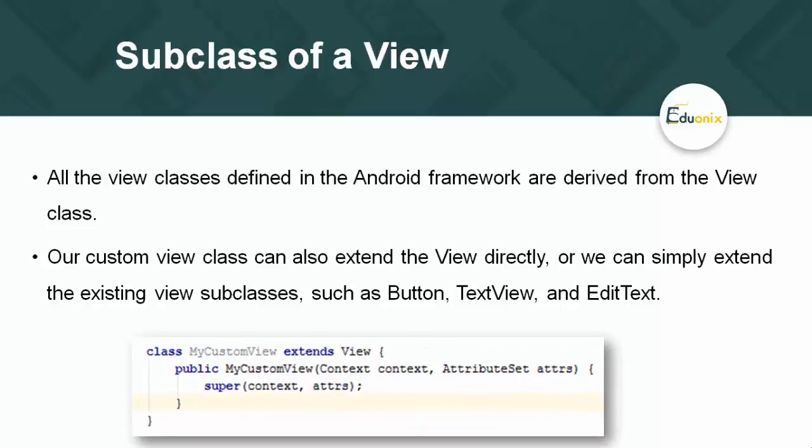When we need to interact with a view, we must provide a constructor that requires the context and attribute set parameters. This constructor allows the layout editor to create and edit an instance of your view. In this code snippet shown in the graphic, my custom view is the constructor that requires the context and attributes parameters. On the next slide, we will learn how to create a custom view.